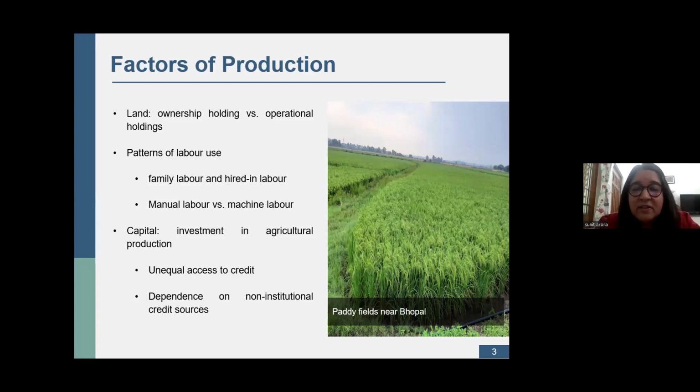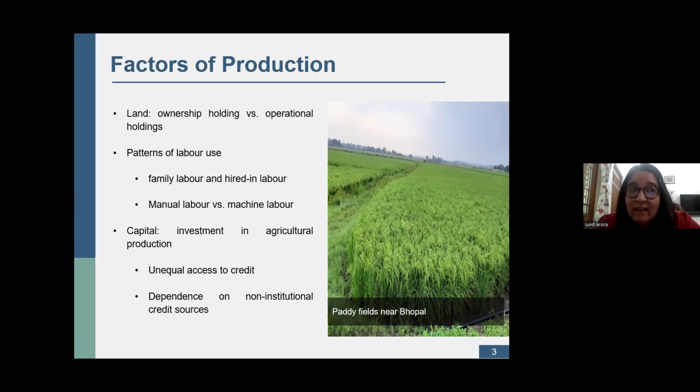The third factor of production that we need to keep into account is capital. Now, by capital, I mean something very specific. I'm talking about investment in agricultural production. Obviously, when you need to produce something, you need to invest some sort of capital or money, right? Now, when we're talking about investment in agriculture, we have to keep in mind the unequal access to credit. Usually, whenever an agricultural household wants to invest money, either they depend on their savings, which has come from agricultural incomes, or they are dependent on credit.